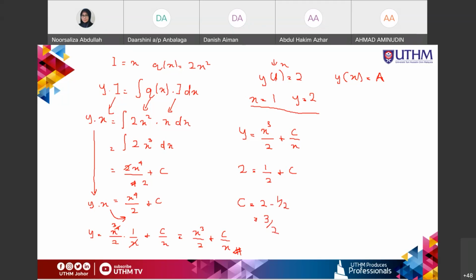Good. Then you replace this c, 3 over 2, inside this equation. Therefore, y equals to x power of 3 divided by 2 plus 3 over 2x. Okay, easy, right?